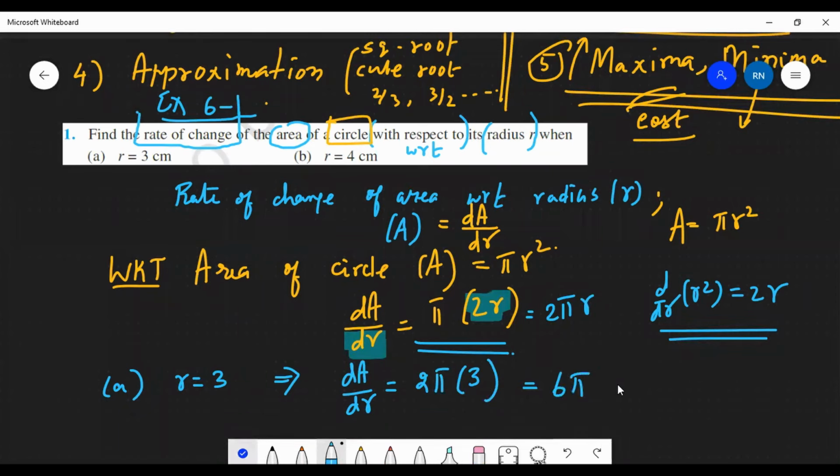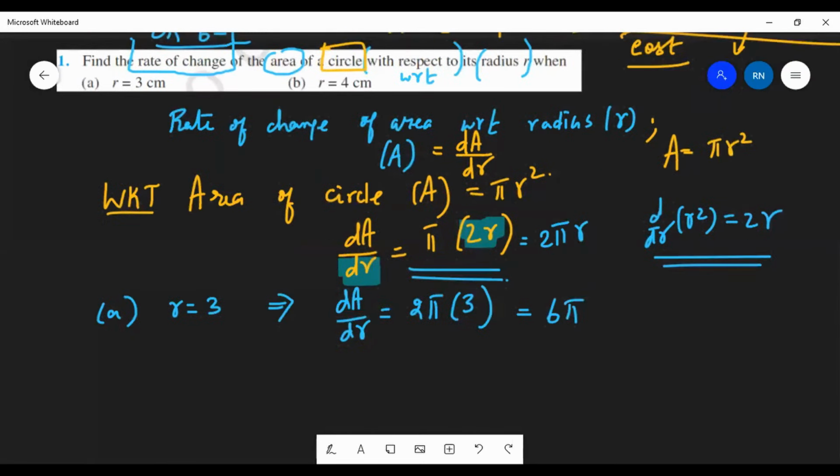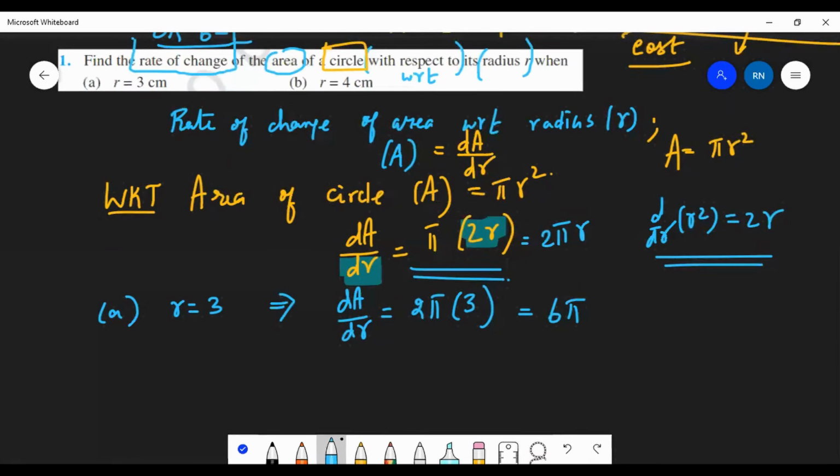But here you have to be very careful, just as you are careful in physics. What unit will you write? The SI unit. Numerator is area: dA has the same unit as area, which is centimeter square. dr also has the same unit as radius r, which is centimeter. So if you make dA by dr, the unit will be centimeter square by centimeter.